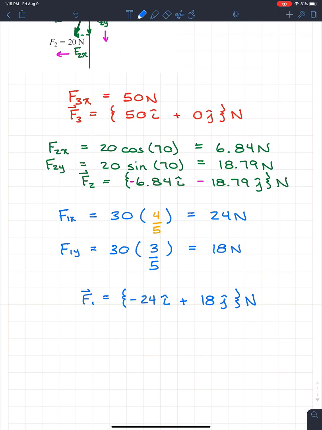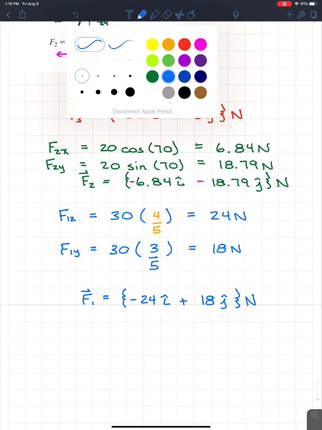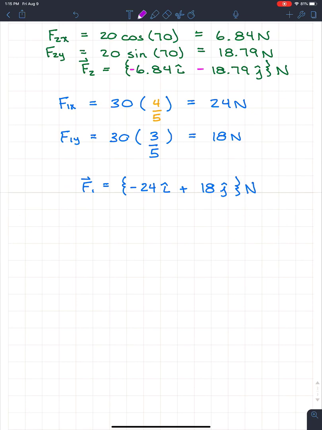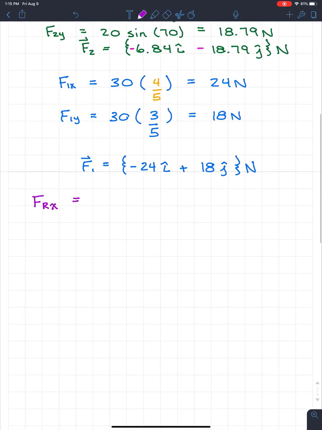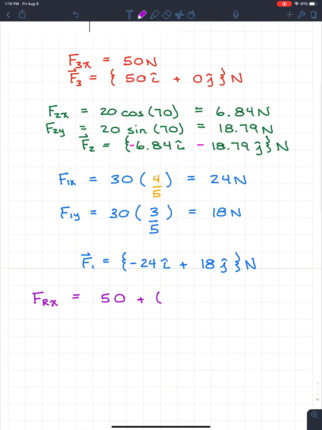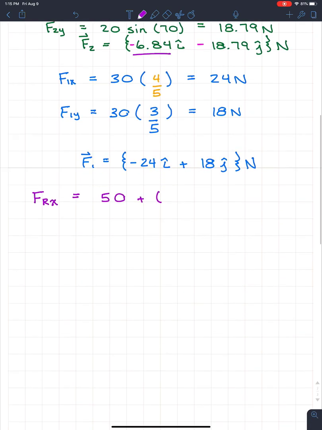So to add them up, it's literally how I just said it. We just add them up. So let's put F, the resultant vector, as purple. FR, remember I put the R because it's the resultant. And then the x component is just going to be the x components of all the vectors added together. So going up, we got a 50, plus, I'll underline it, we got 50. We look down to this one, we got negative 6.84, so plus negative 6.84, and then plus, we look at the last one, minus 24.